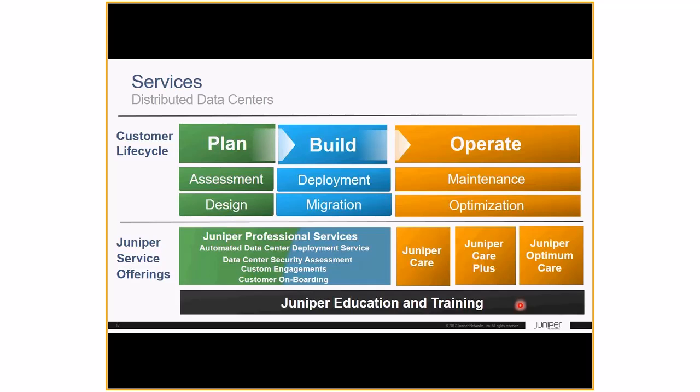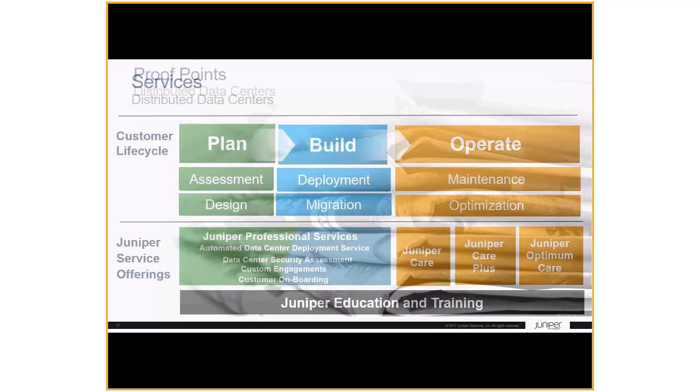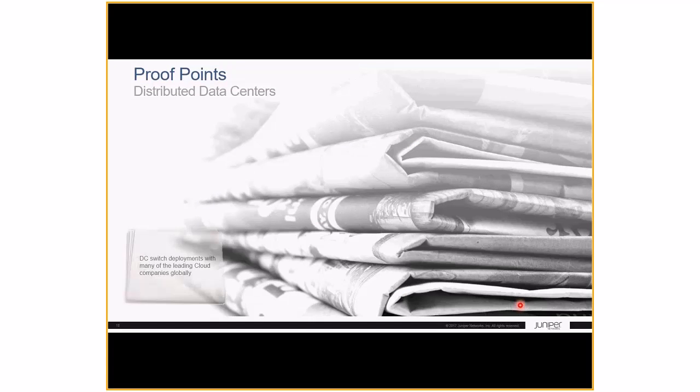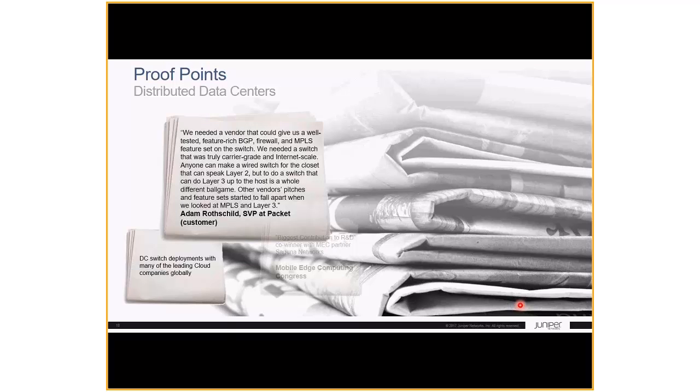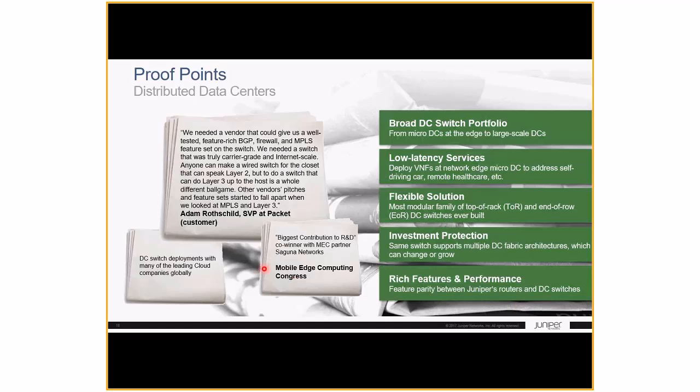So some of the proof points: we have tons of different references from our customers, but here's a couple that you can read, and some awards that went out. The Saguna and Juniper win of recognition at the Mobile Edge Computing Congress are just examples of us working with someone else, Juniper building layer 2 and layer 3 networks. We're very strong with customer references, and here's just a couple of examples.